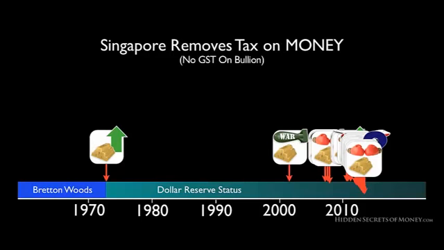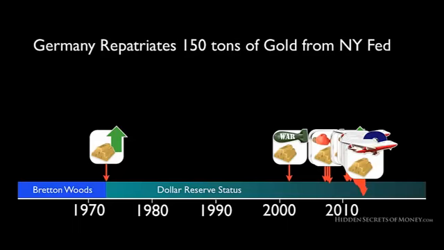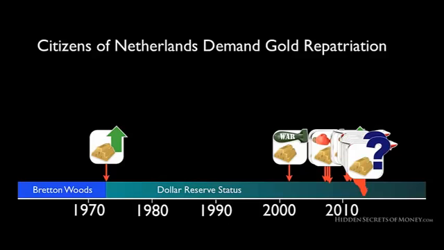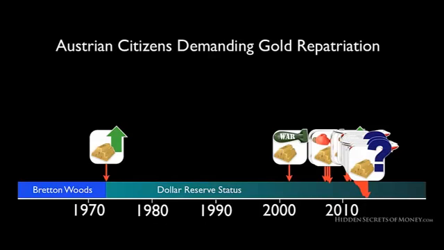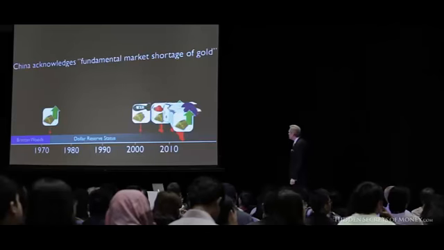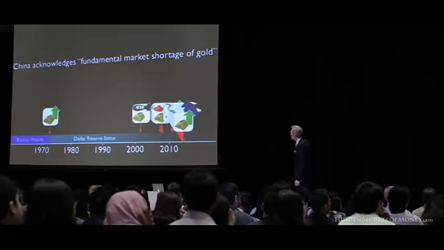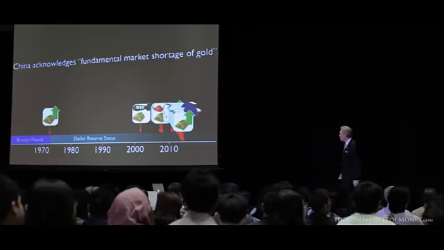Iran trading energy for gold. Singapore removes tax on money. Germany repatriates 150 tons of gold from the New York Fed. The citizens of Netherlands demand gold repatriation. Ecuador repatriates part of its gold reserves. Austrian citizens demanding gold repatriation. China acknowledges fundamental market shortage of gold.